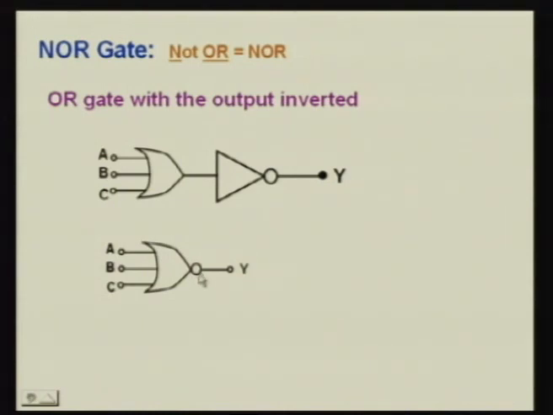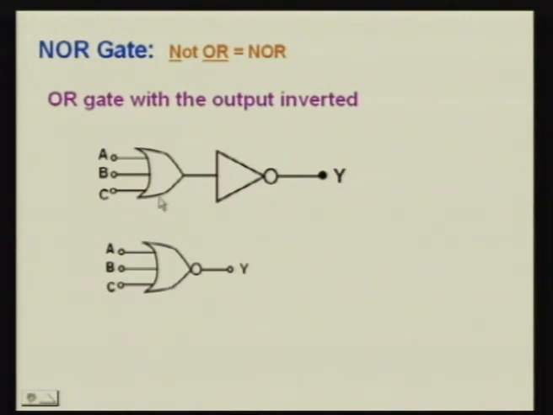structure, that is the circle, indicates inversion: whatever we have given is inverted after this bubble. So we have an OR gate, and the output of the OR gate goes through this bubbled structure, so the output will be inverted. If we put this bubbled structure here, this circle after C, it means that C will be inverted at the input of the OR gate.